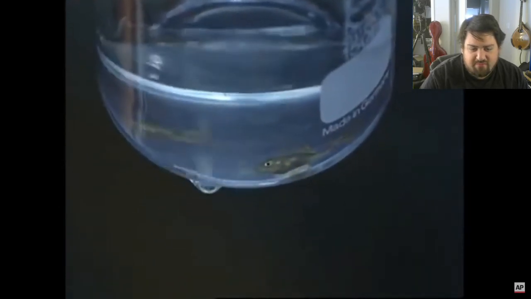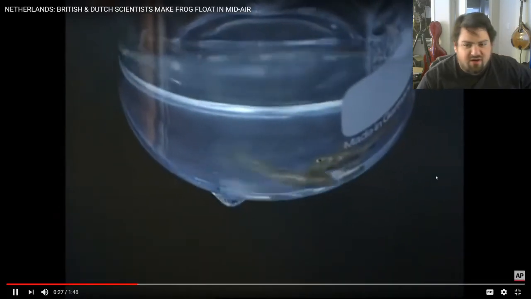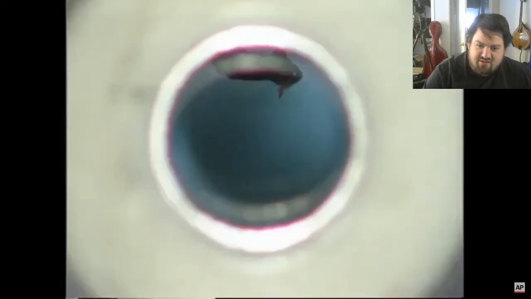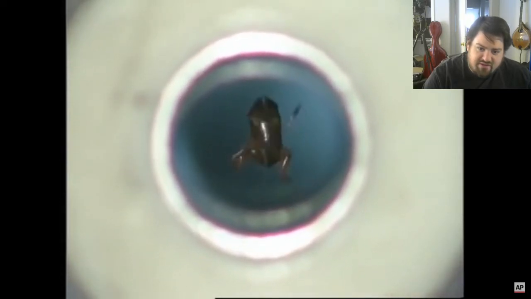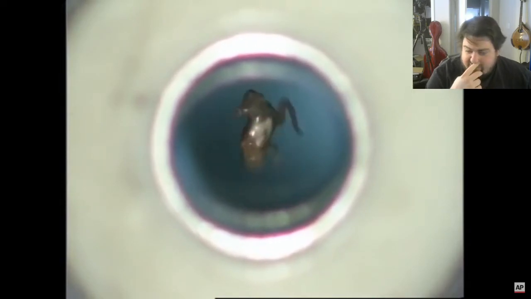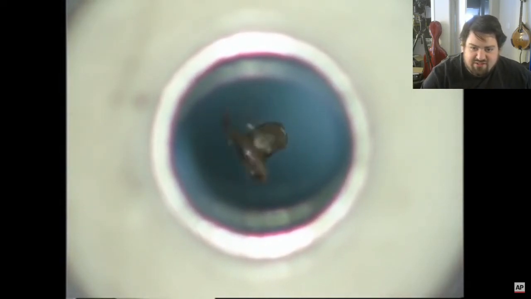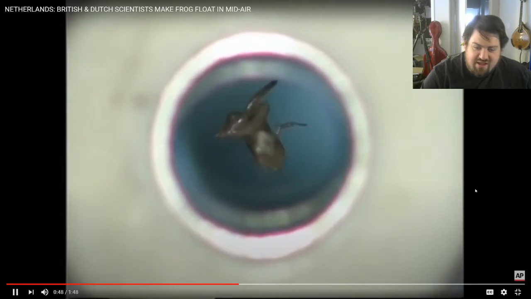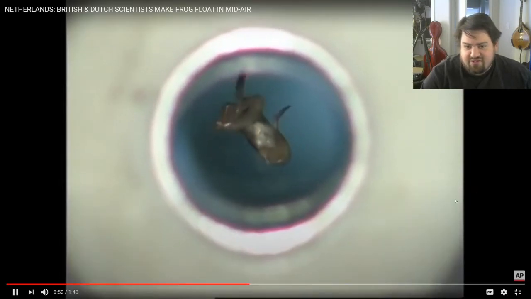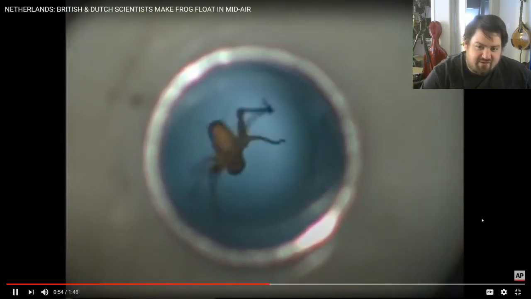Frog time. Don't worry, no frogs were harmed in the making of this physics. They were levitated, though. There he is. Frog levitated by magnetism. It's a 16 Tesla magnetic field, which is kind of crazy. Everything is magnetic as long as you try hard enough, I guess. It's the idea, because everything has electric charges in it.